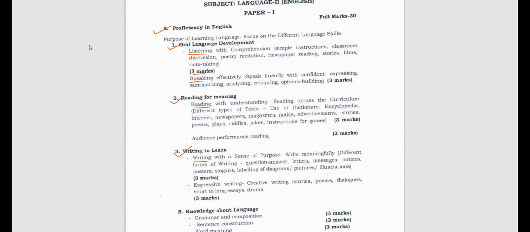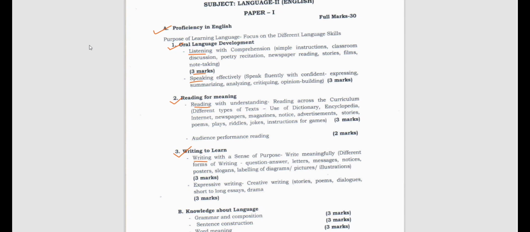So what are the different types of creative writing? Let us see. Creative writing: stories, poems, dialogues, short to long essays, and dramas are all creative writing. Now you see different types of stories, right? Who is writing these stories? The different types of authors are writing the stories. Then different types of poets are writing the poems, right?